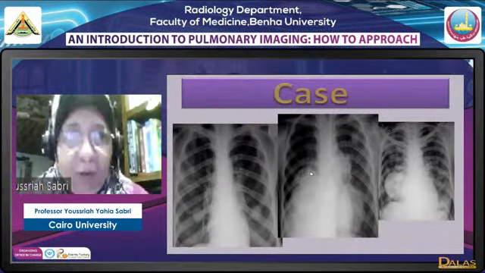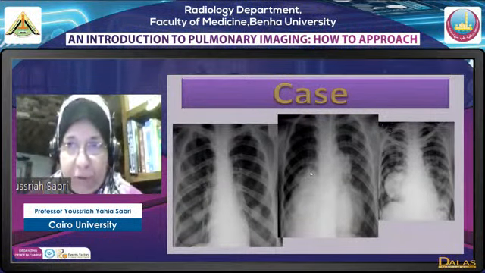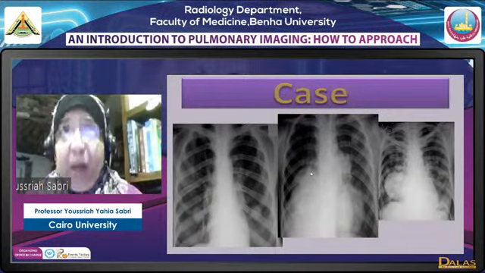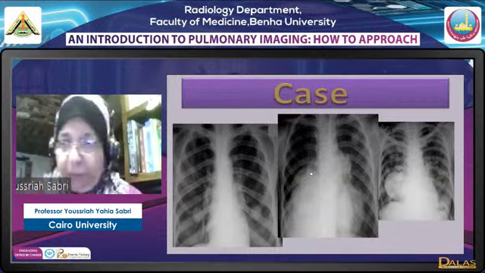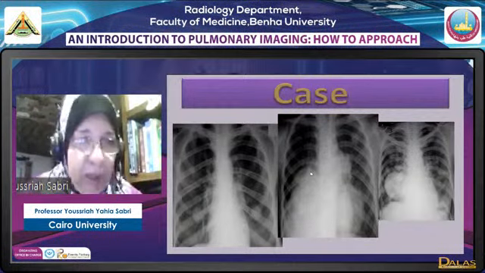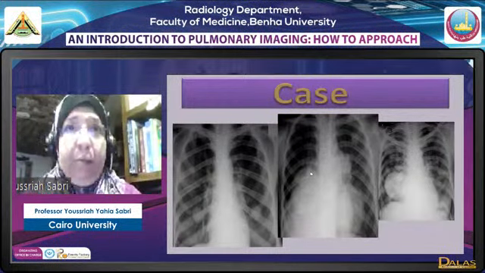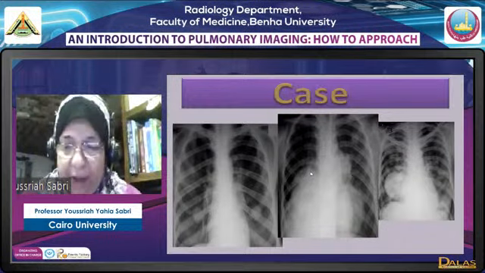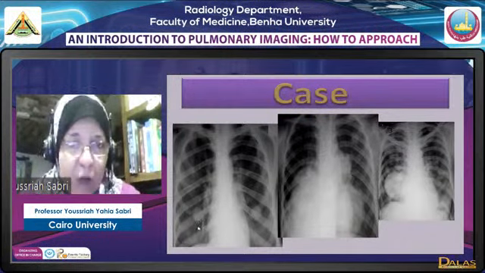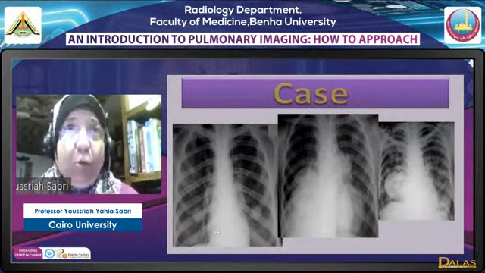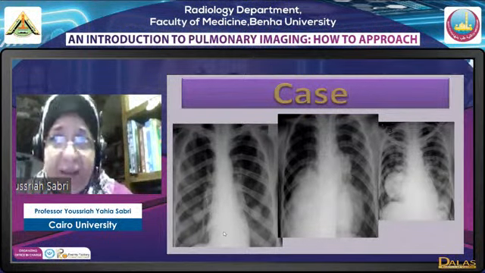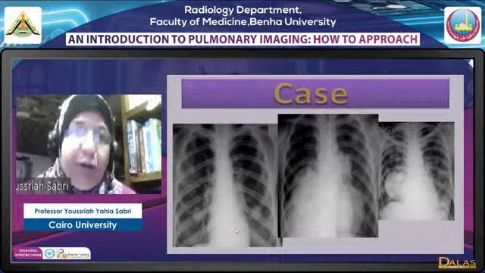Now we'll shift from a single pulmonary nodule to multiple nodules. And when we say multiple, we mean more than one, starting from two. When we have multiple nodules that are well defined, as you can see here, the first and most important possibility is metastasis, even if we don't have a history of primary.